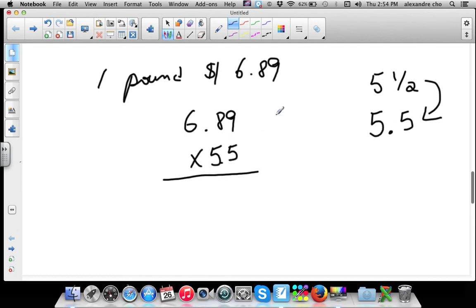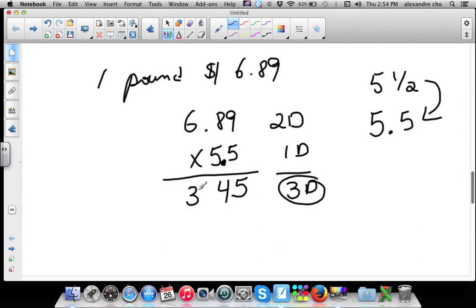Okay, there are 2 decimal places here. There's 1 decimal place here for a total of 3, so whatever answer I get should have 3 decimal places. So let's multiply this out. 5 and 9 is 45, carry the 4. 40, 44, carry the 4 again, 30, 34.